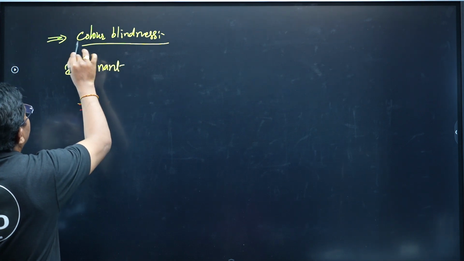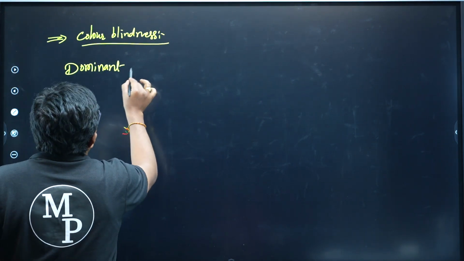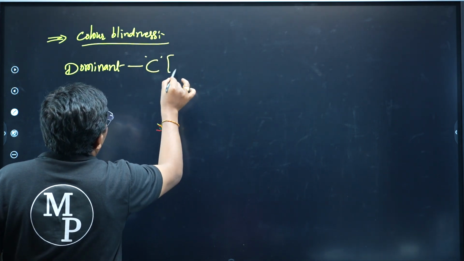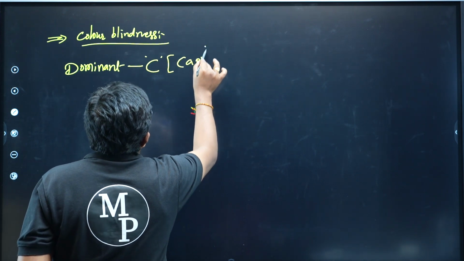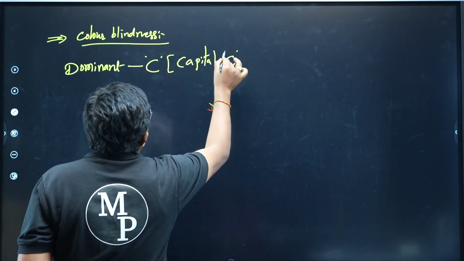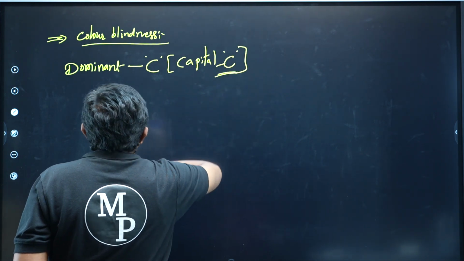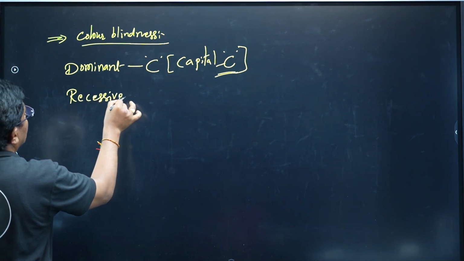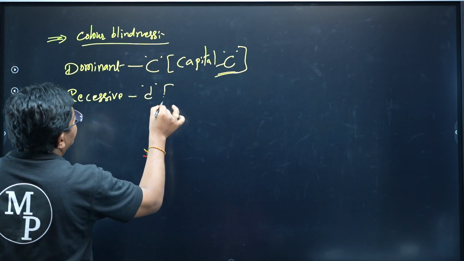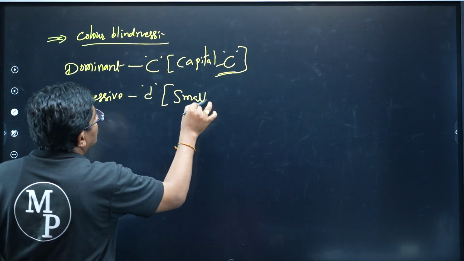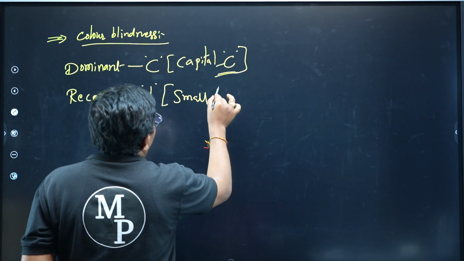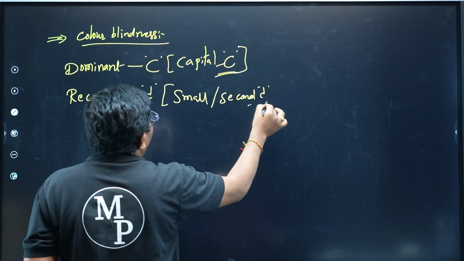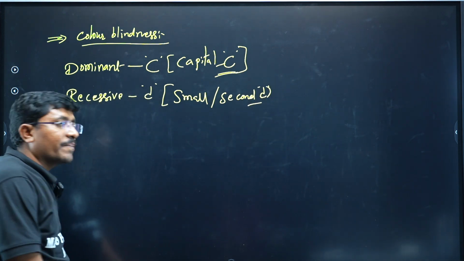So in this color blindness, we'll take the first letter, that is C. So dominant is the capital C. And recessive is the small c. It is indicated for our identification as a small c.